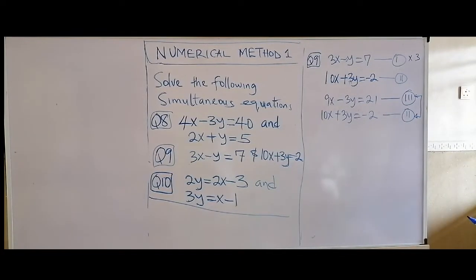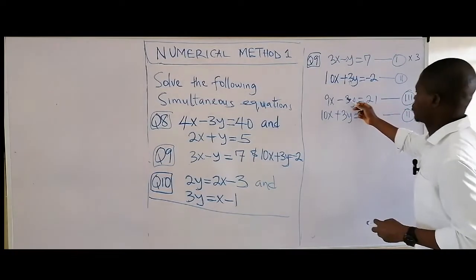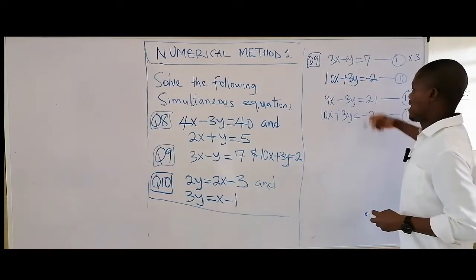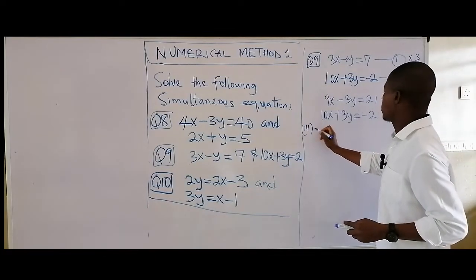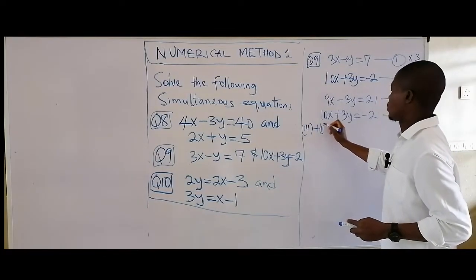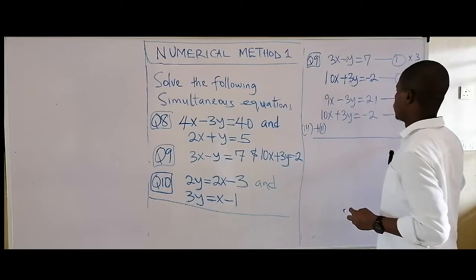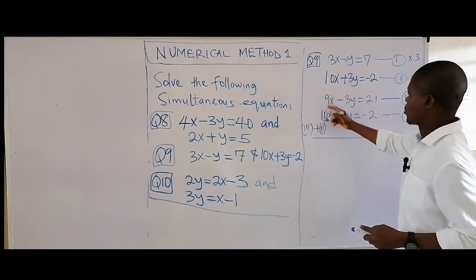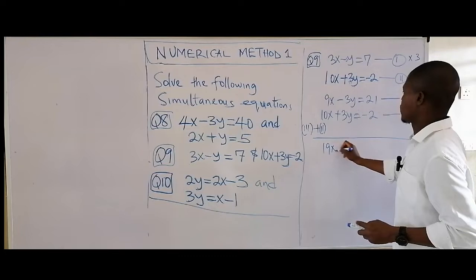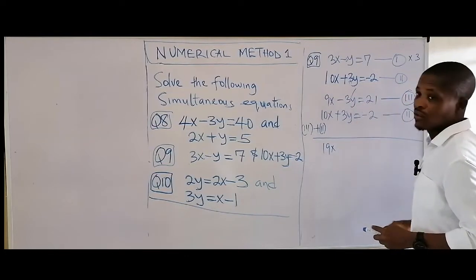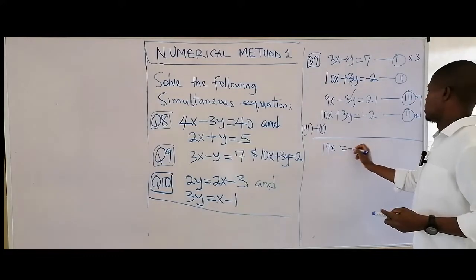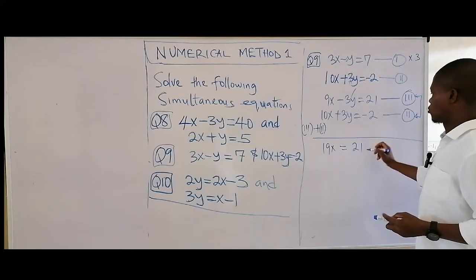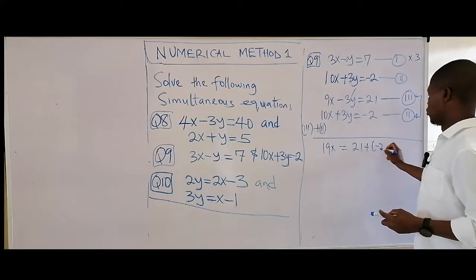So with this now, the next thing to do is, this is minus, this is plus. Then we can add the two equations together. Equation 3 plus 2. You can add them together. And if you do that, we have 9 plus 10, that's 19. The y terms cancel out if you add them together. Minus 3 plus 3 cancels out. Then you have 21 plus minus 2.